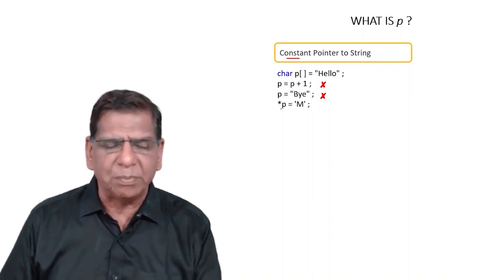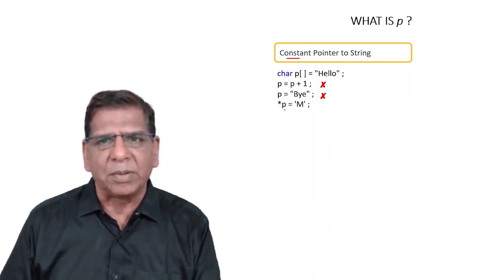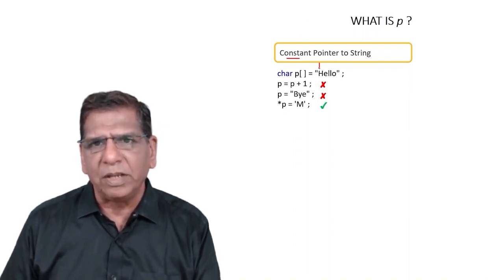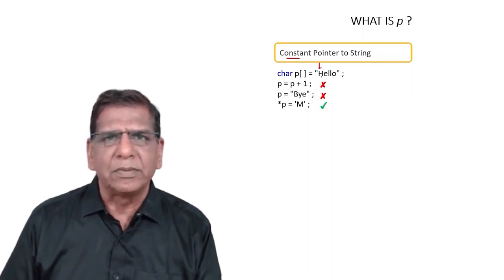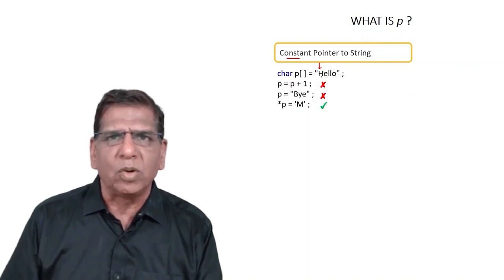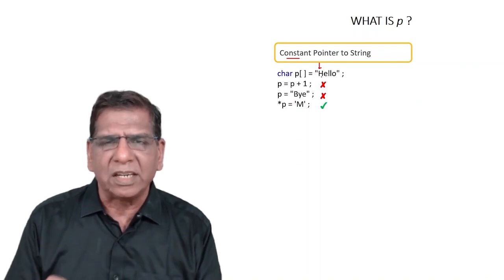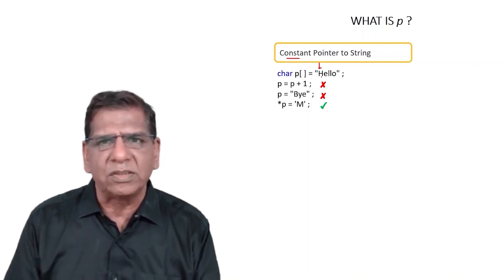However, if I do star p equal to 'm', that's acceptable because p is pointing where? p is pointing to 'h'. So if I do star p equal to 'm', this 'h' will be replaced with 'm'. The string will become "mello". Fine. So p in this case is acting as a constant pointer to a string.